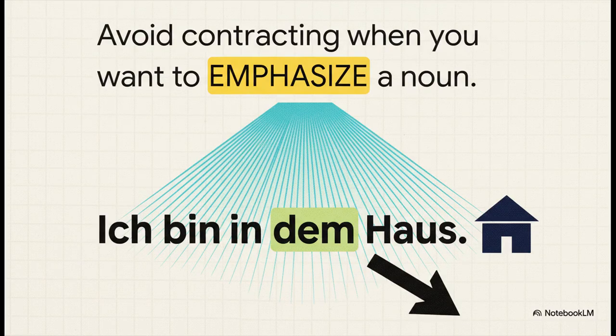And now for the pro-level tip. Sometimes you will deliberately not contract to put extra emphasis on a noun. So, instead of saying ich bin im Haus, you might say ich bin in dem Haus. By separating them and stressing dem, you're basically pointing a finger and saying, I'm in that specific house, not the other one. It's a really cool way to add emphasis.